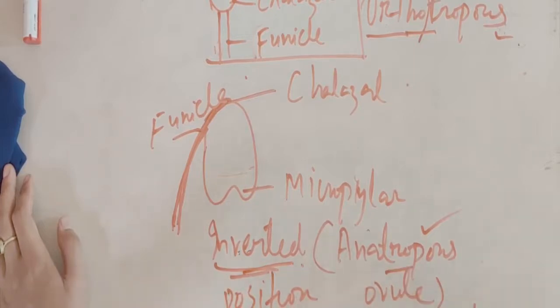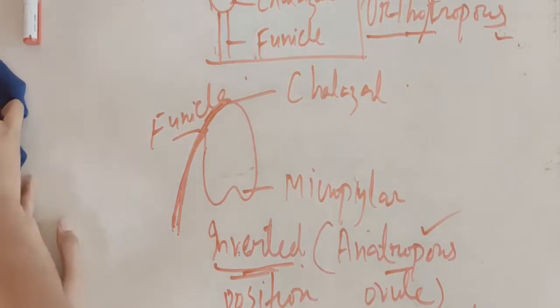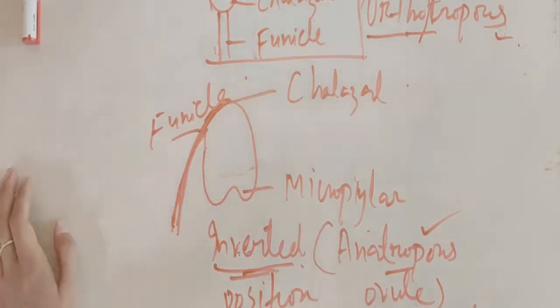We call it anatropous ovule. This is just the position of these three with respect to these three: funicle, chalazal and micropylar. So in the textbook, anatropous ovule is inverted. So that is what we drew.